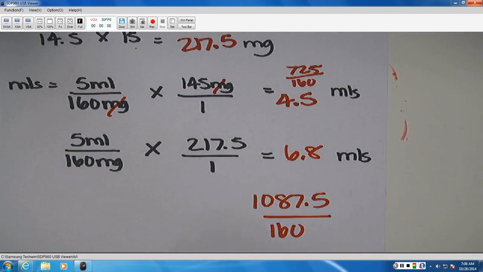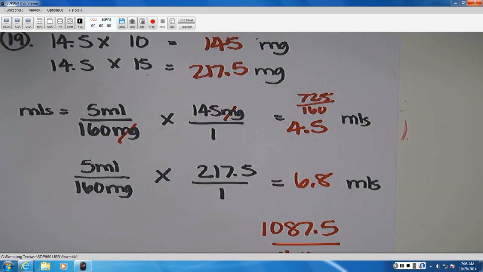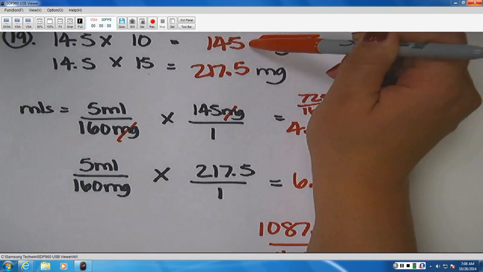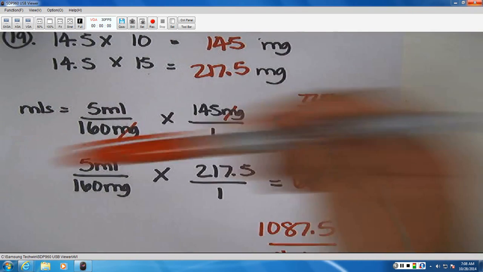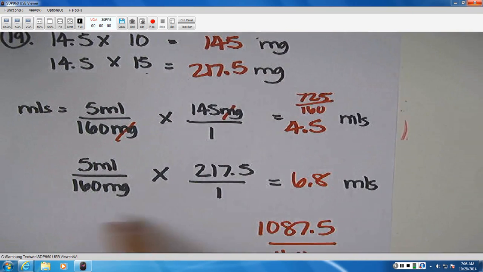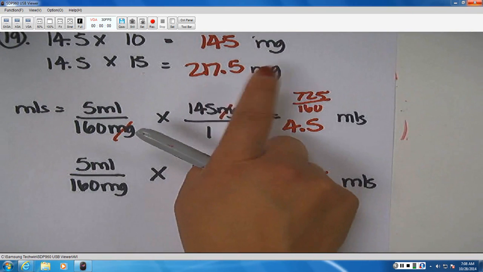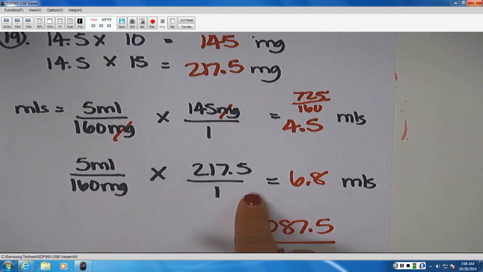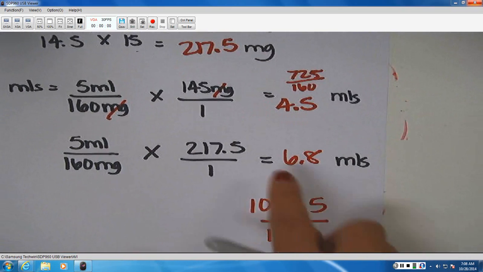Okay, so hopefully you'll have some problems like this where you'll first have to identify what's a safe range of medication to give this child, and then, like with this one, you were given a bottle of Tylenol, and the concentration of that Tylenol elixir was 160 milligrams in 5 mLs. So if you wanted to give 145 milligrams from that concentration, how many mLs will that equal? And then down here, we wanted to give 217.5 milligrams. So how many mLs of this medication will equal 217.5? And we came up with 6.8 mLs.